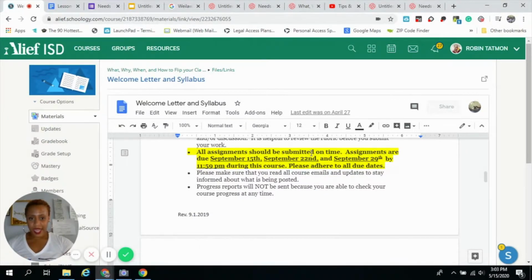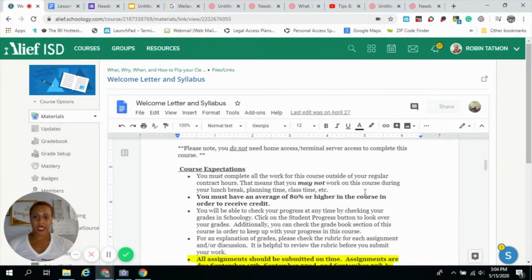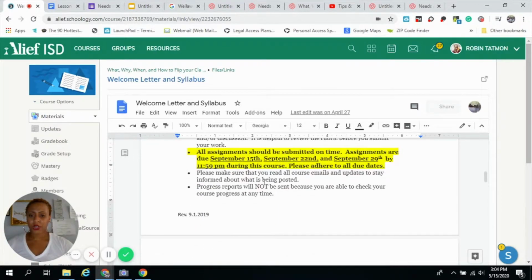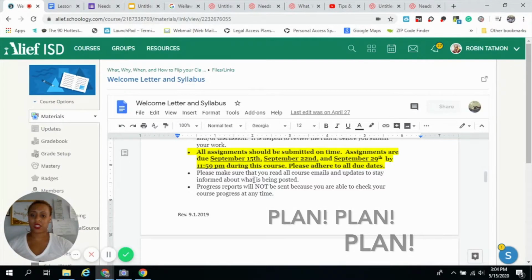As you see in the highlighted part, they were able to see when assignments should be submitted. It says all assignments should be submitted on time. Assignments are due September 15th, September 22nd, and September 29th. I gave them those due dates, so they can say, hey, Miss Admin, I see that your assignments are due this time. Can I go ahead and start working on it? So it's best that you have those dates already laid out.